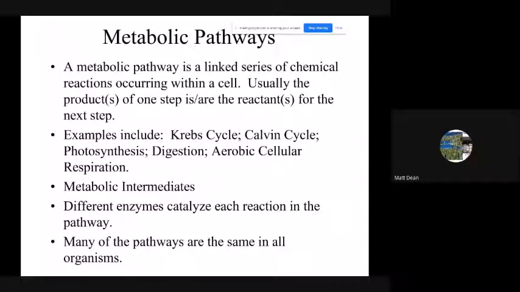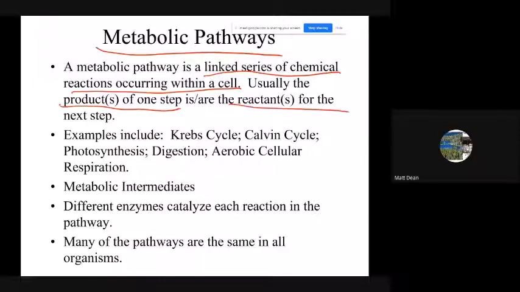All right, let's switch gears for a minute and talk about what are called metabolic pathways. There are lots of metabolic pathways in your body. This term is going to show up on every AP exam. Metabolic pathways are linked series of chemical reactions that occur within a cell. Most things that happen in your body are complicated, and they can't happen in just one reaction. They have to happen in a series of reactions. And almost always, the product of one step is the reactant for the next step in the metabolic pathway.